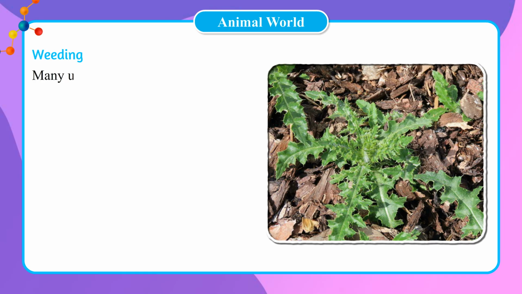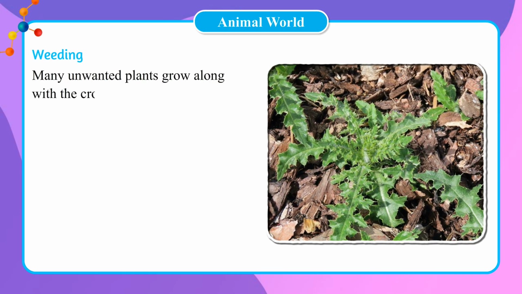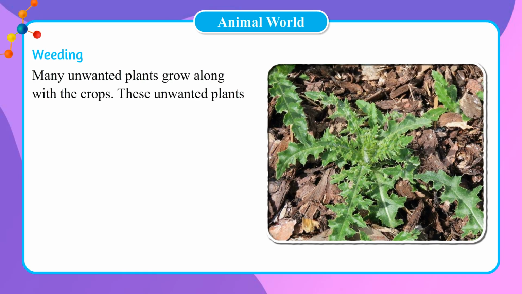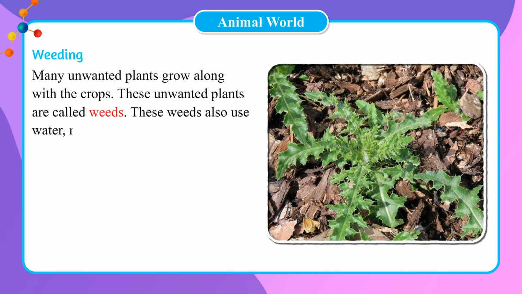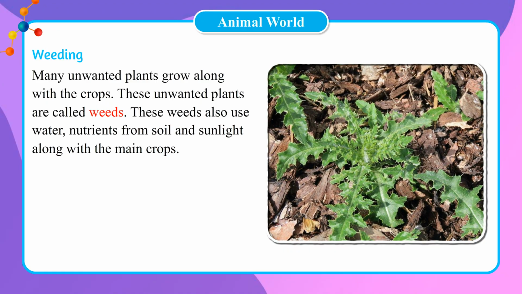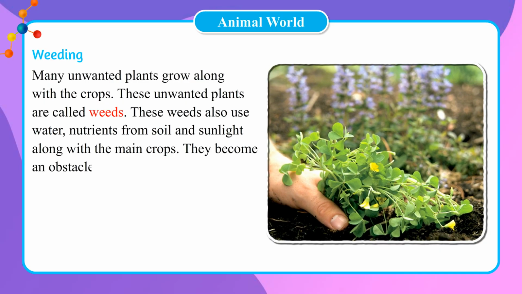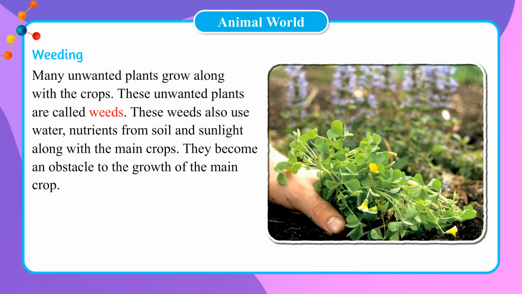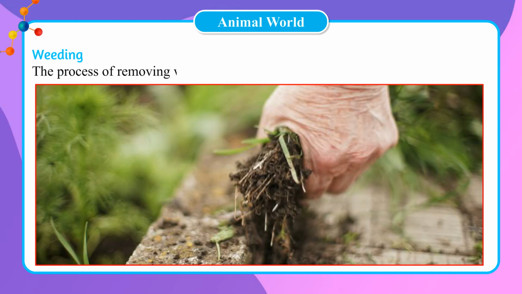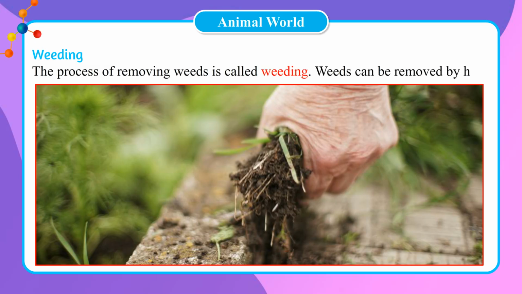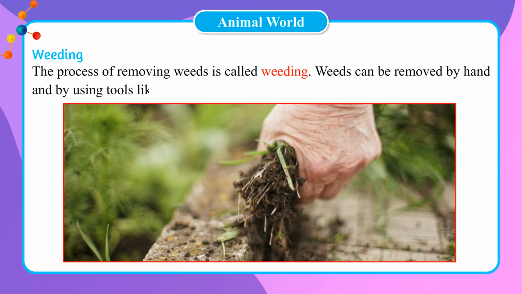Weeding. Many unwanted plants grow along with the crops. These unwanted plants are called weeds. These weeds also use water, nutrients from soil, and sunlight along with the main crops. They become an obstacle to the growth of the main crop. They must be removed. The process of removing weeds is called weeding. Weeds can be removed by hand and by using tools like trowels and harrows.